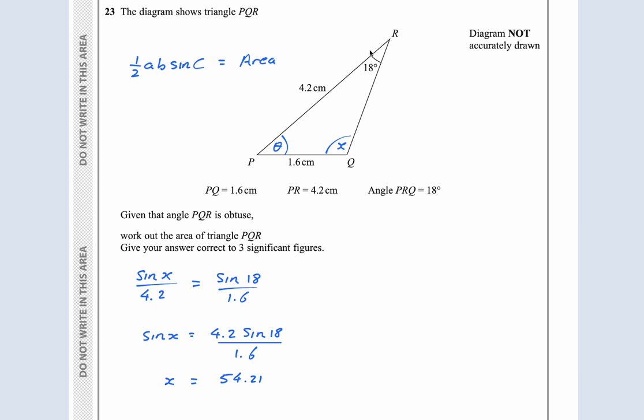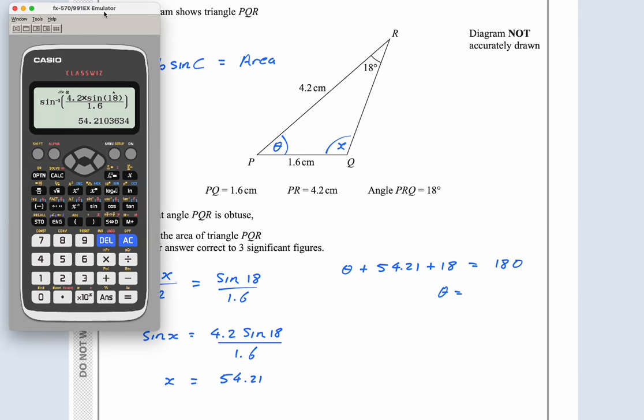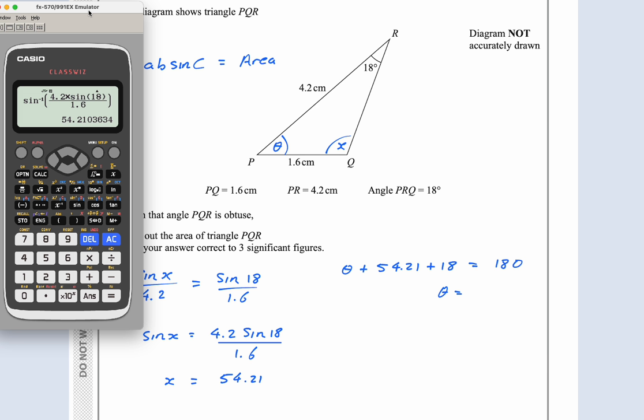Once I have this angle and I have this angle, I can find theta. So theta plus x, which is 54.21, plus 18 equals 180 because it's a triangle. Therefore, theta is going to equal 180 minus 18 minus 54.21, which is this, or 107.79. Okay, I see my error. I am going to have to go back.